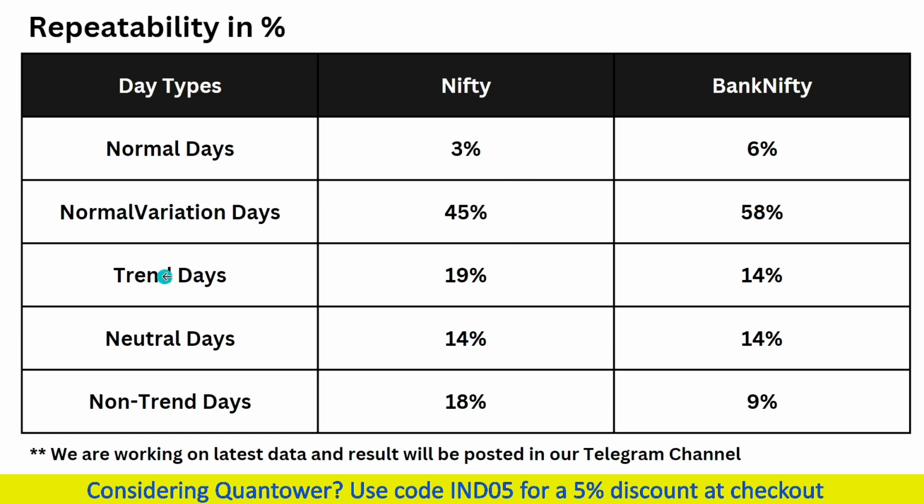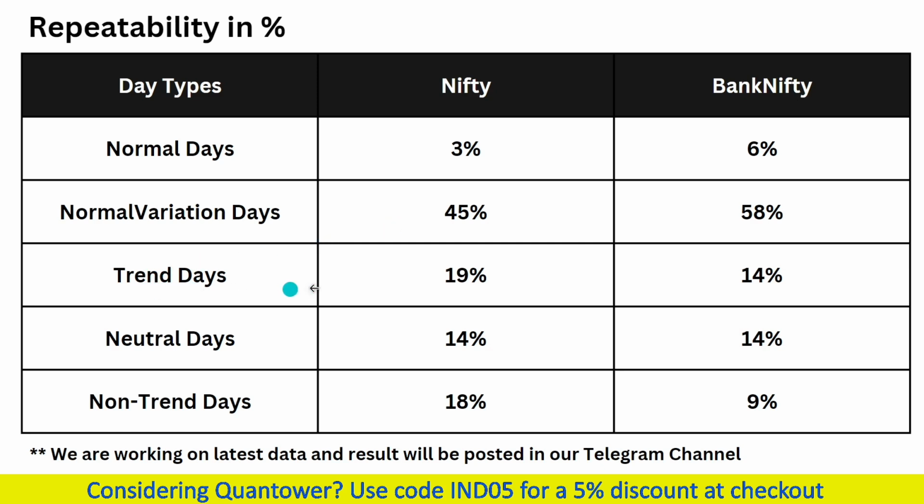So trend days 19%. Normal days are very less frequent, as I said, 3%. But nowadays it is more because of geopolitical tensions or some rapid changes in the market. Yes, with the fresh data you will come to know. But in this data, if you see normal days, repeatability is 3 and 6, very less. But normal variation day, in the older data and even the present data, is very key. Like majority of days will be normal variations or neutral days. That's the reason you want to master medium IB and you need to identify it.